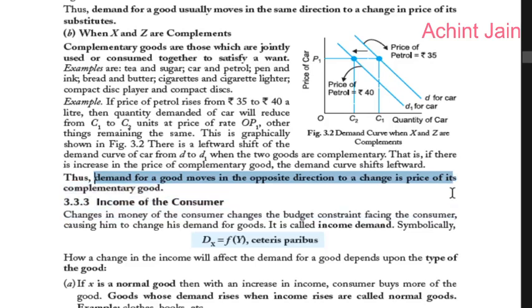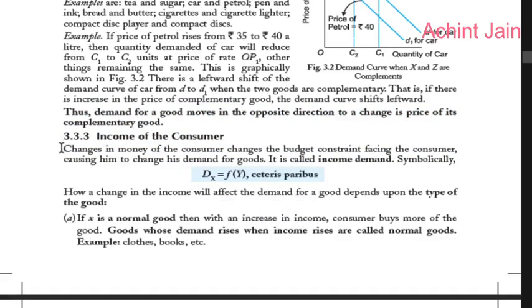Now the next one is the income of the consumer. Income of the consumer, you know better. Changes in money income of the consumer change the budget constraint facing the consumer, causing him to change his demand for goods. It is called the income demand. Normally, when income increases, we try to purchase more. When income decreases, we try to purchase less. Here one relation is there: Dx = f(Y). Here f is a functional relationship, Dx is the demand for good x, and Y is the income. But here one term is there, ceteris paribus, meaning other factors are kept constant, only income should vary.